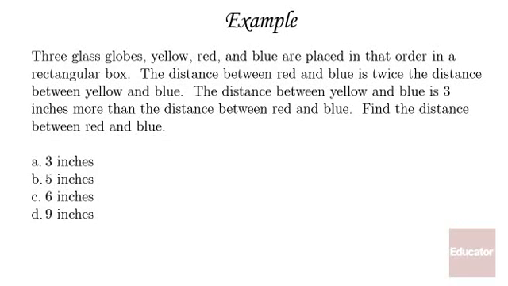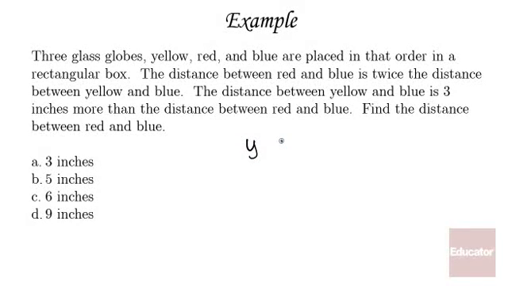3 glass globes, yellow, red, and blue, are placed in that order in a rectangular box. The distance between red and blue is twice the distance between yellow and blue. The distance between yellow and blue is 3 inches more than the distance between red and blue. Find the distance between red and blue. All right, so after reading that, the information seems very jumbled and maybe difficult to understand. So let's start drawing our diagram.